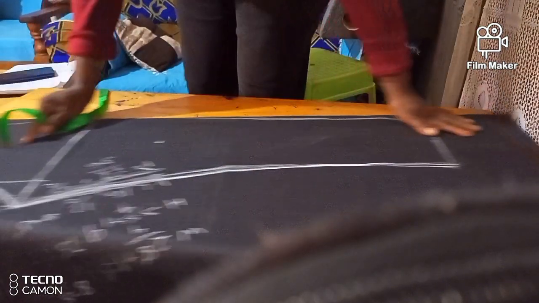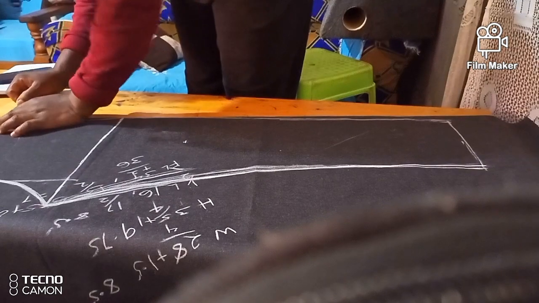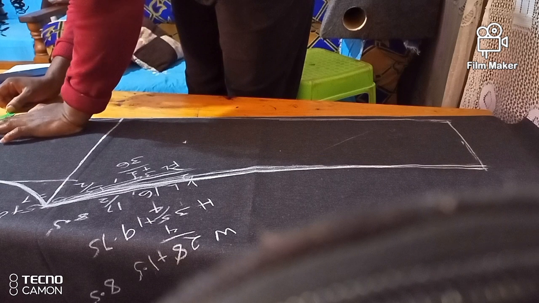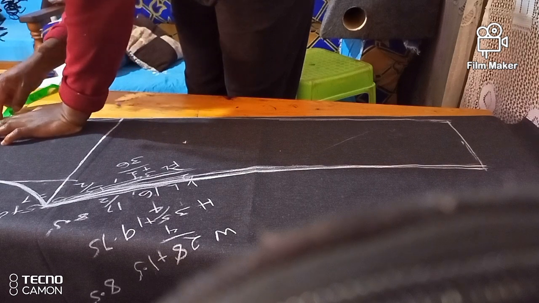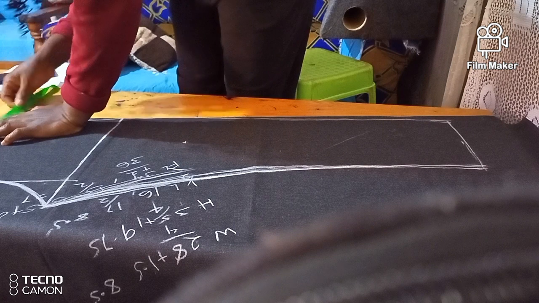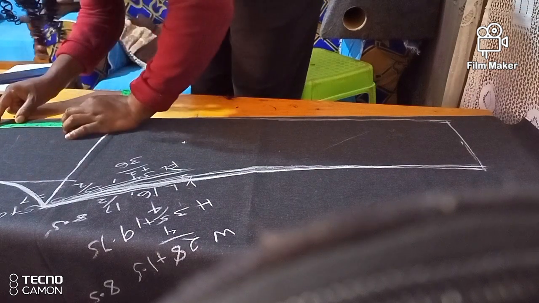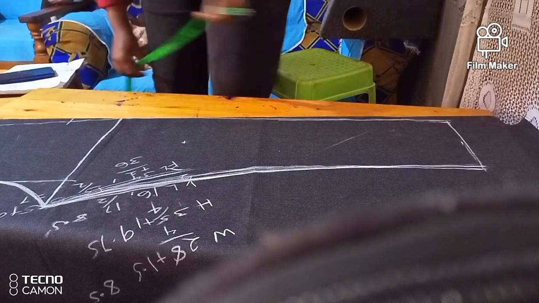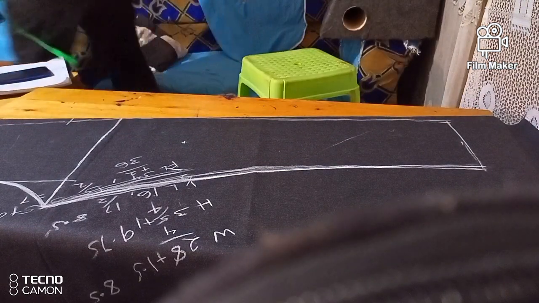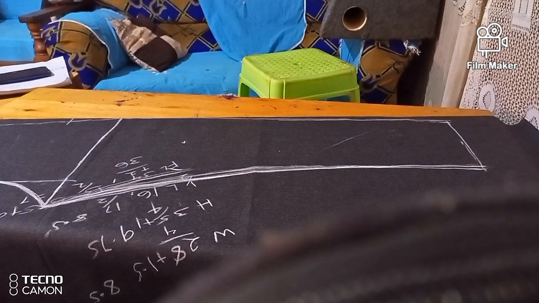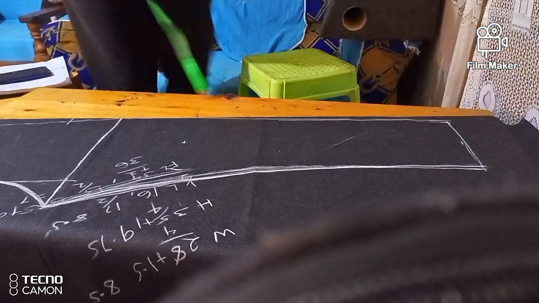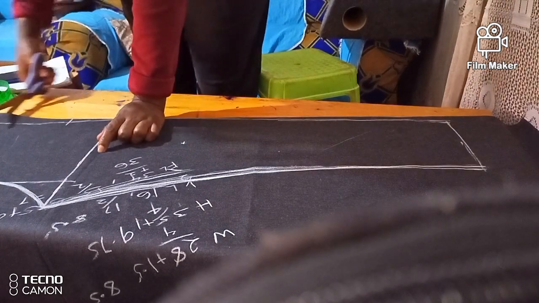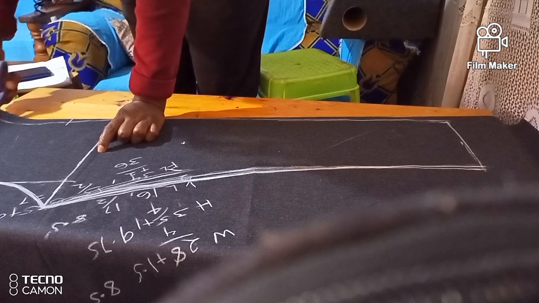After doing that, now let us go to the pockets. The pocket wideness should be 2.5 maximum, and the length should be 6.5. After doing so, now I'm going to cut it out. As I've told you, the pocket should be 2.5 wideness and the length 6.5.